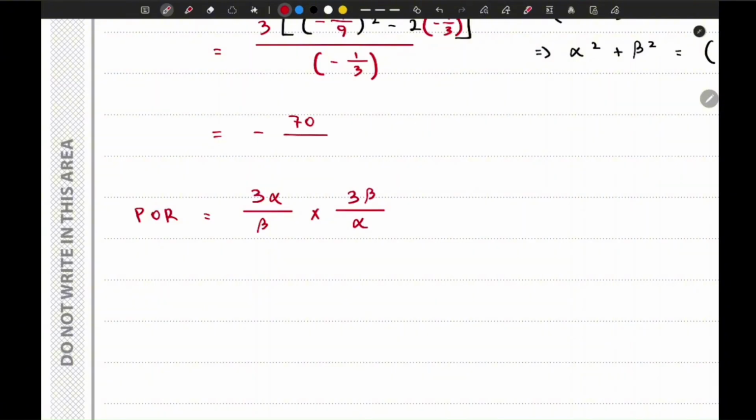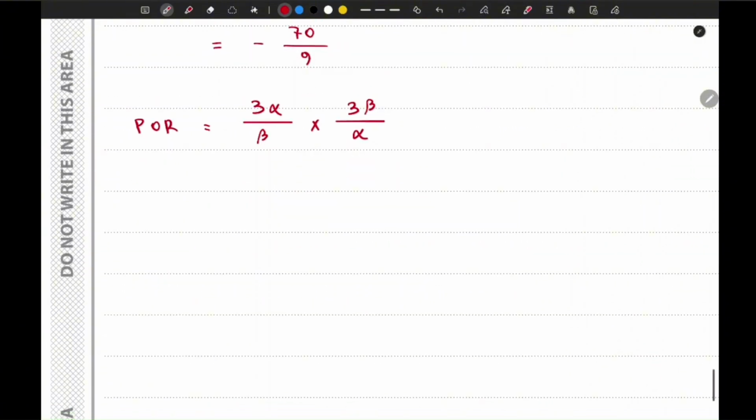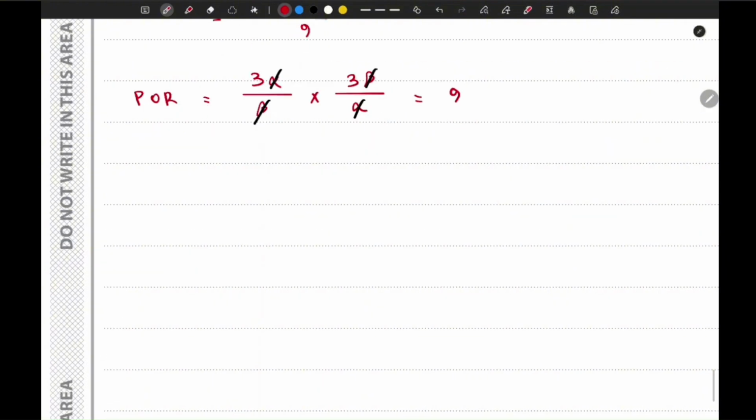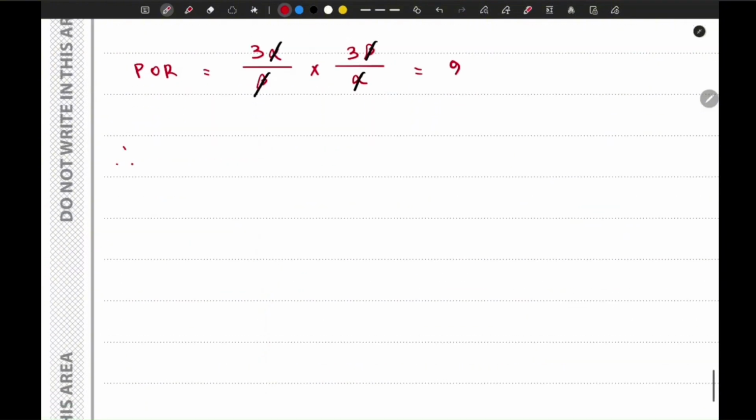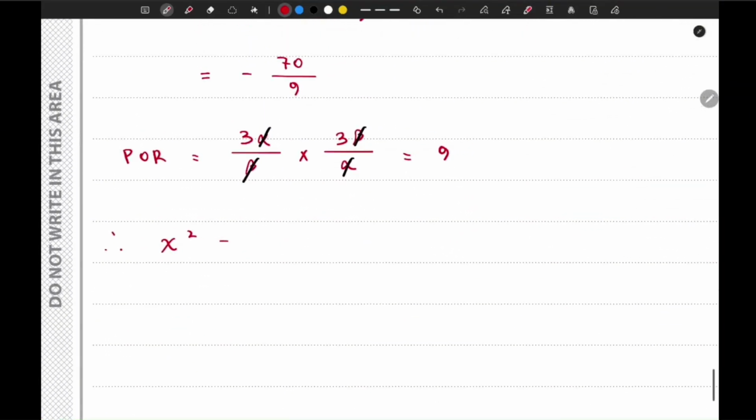All right. Now calculating the product of roots, these two cancel out and these two also cancel out. So the final answer is 9. Now we know that in order to form a quadratic equation, the general equation is x squared minus sum of roots. So there are two minuses. So this will be plus 70 divided by 9 times x plus product of roots is equal to 0.